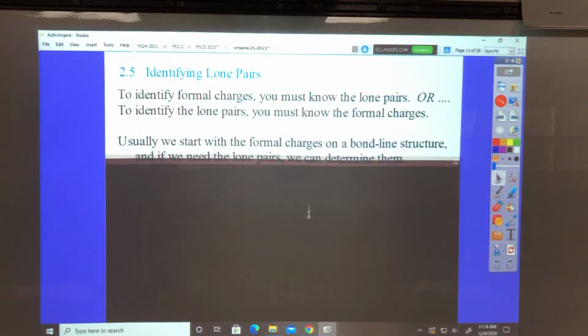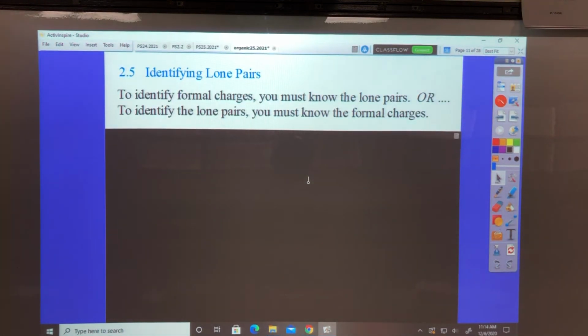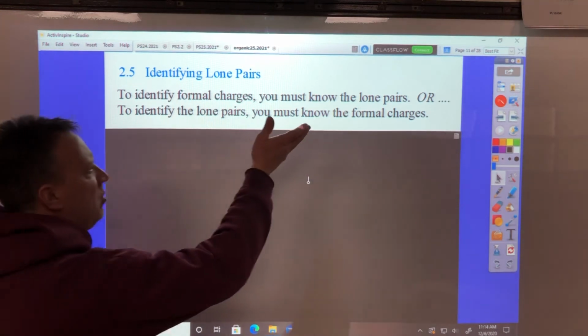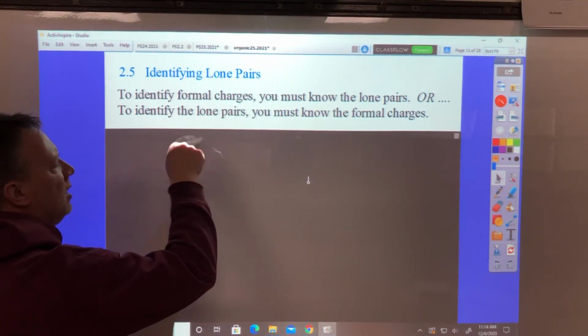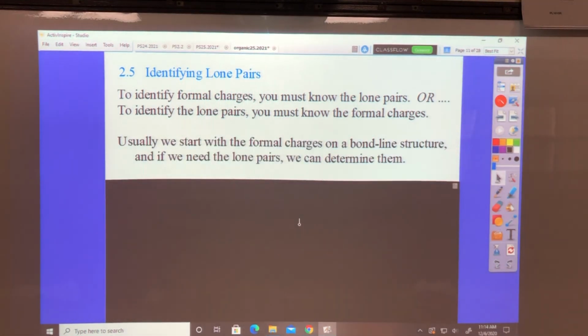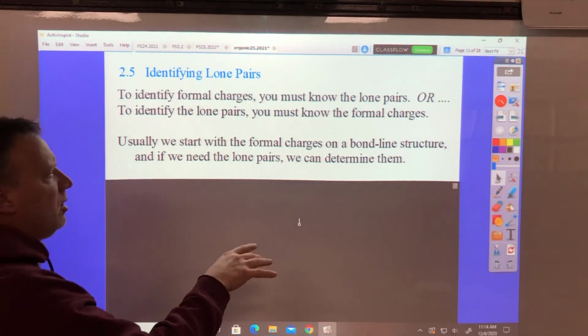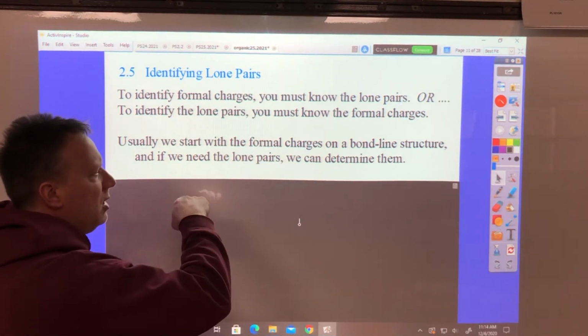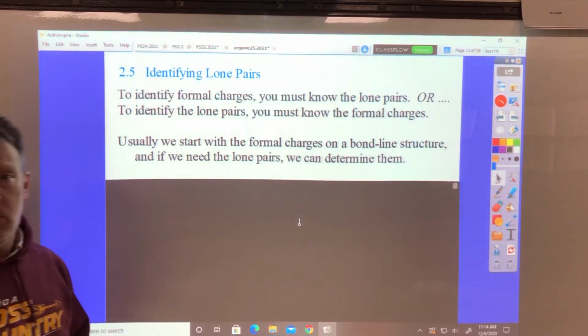Going on, identifying lone pairs. To identify formal charges, you must know the lone pairs, or to identify the lone pairs, you must know the formal charges. Either one of those, you got to know the other one. So usually, if you've got a bond line structure, you're going to start with what the formal charge is and then figure out the lone pairs for that because they didn't draw them in.